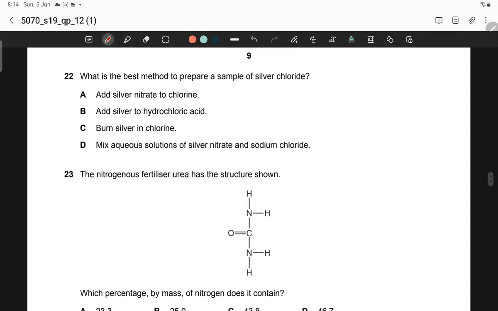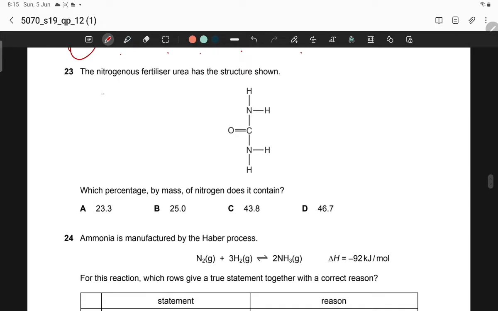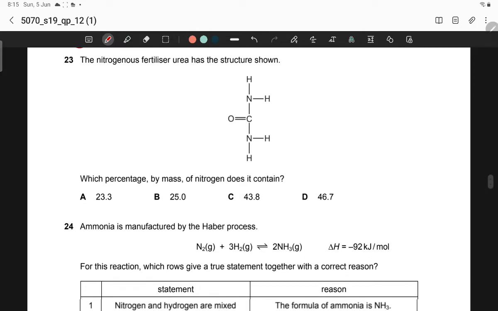What is the best method to prepare a sample of silver chloride? Add silver nitrate to chlorine, add silver to hydrochloric acid, burn silver in chlorine, or mix aqueous solutions of silver nitrate and sodium chloride. Question number 23. The nitrogenous fertilizer urea has the structure shown. Which percentage by mass of nitrogen does it contain?